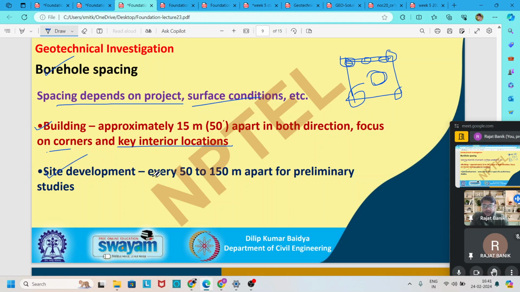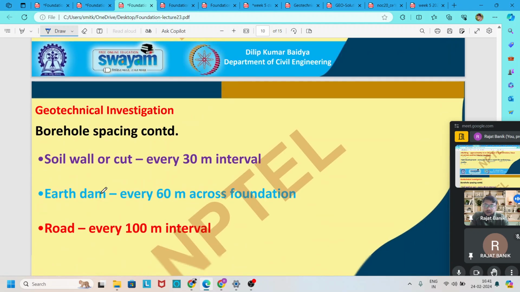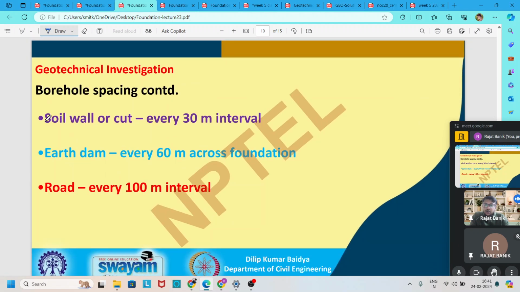Then for site development, we need a borehole every 50 to 150 meters apart for preliminary studies. Then for soil wall or cut, we need a borehole every 30-meter interval. For earth dam, we need 60 meters across the foundation. For road, it becomes 100 meters for every interval.